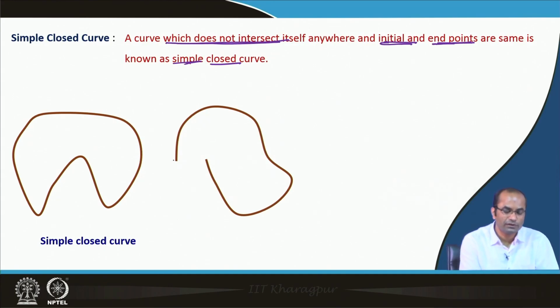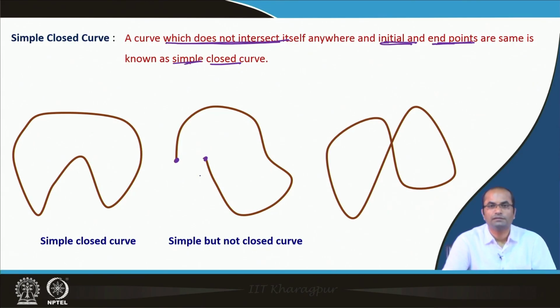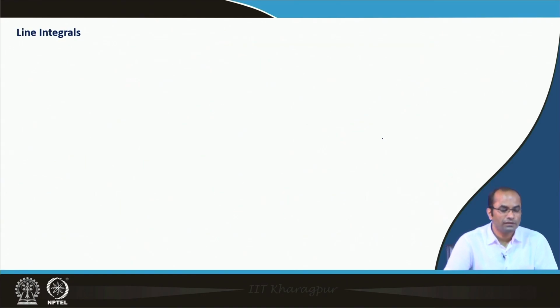In this case, it is not a closed curve, because the initial point and the end point are different. So, this curve is simple, but it is not closed. It is simple because it is not intersecting itself. For instance, here this curve is closed, but it intersects itself at this point, and hence this is not simple. So, it is closed, but not simple.